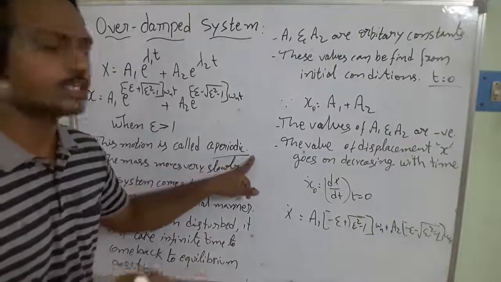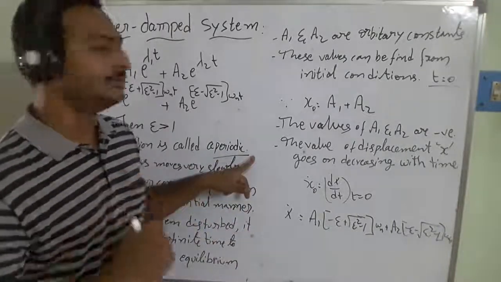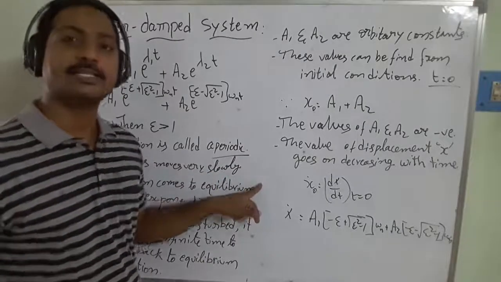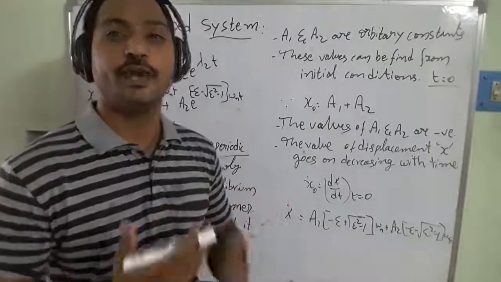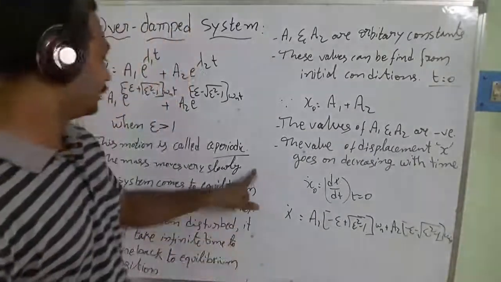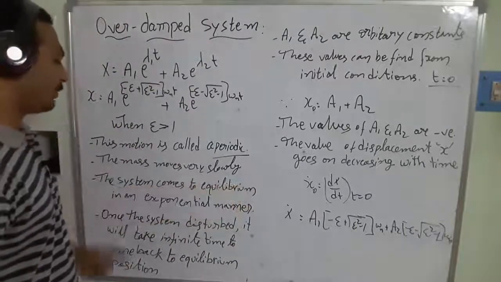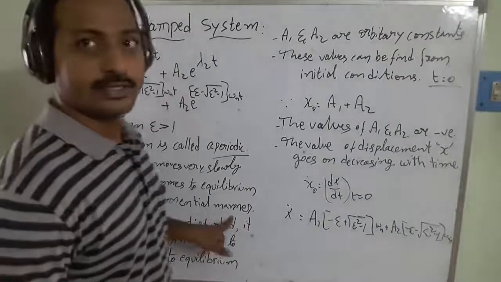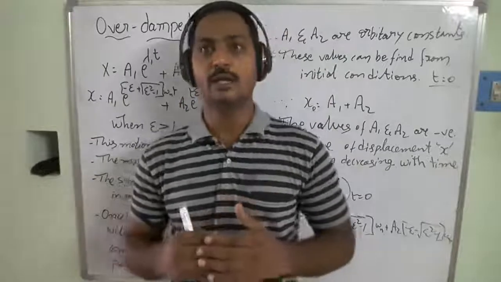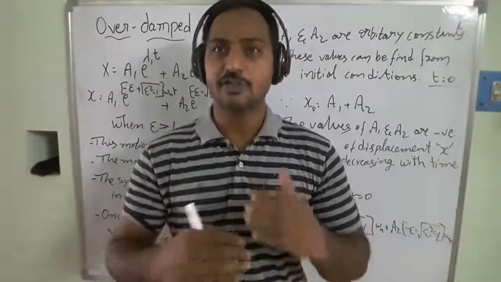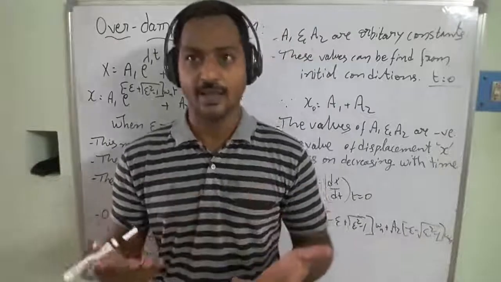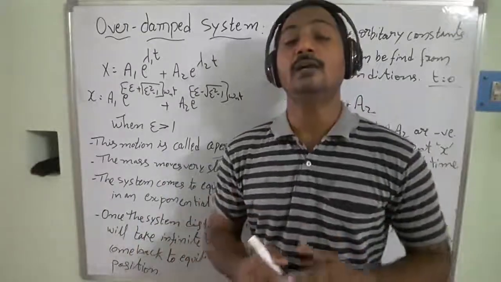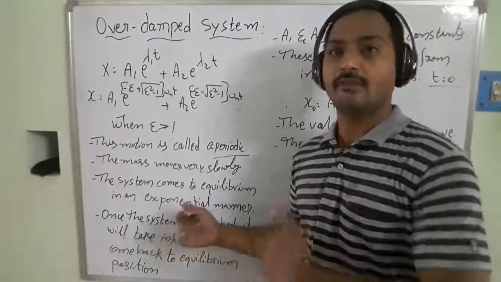Then what is the cause of the aperiodic motion in the vibrating system? That's because the mass moves very slowly, so the cycles do not take the same time. So what will happen? The system comes to equilibrium in an exponential manner. We have already assumed in damped vibrations that the excitation of the system decays in an exponential way. Similarly, the system comes back to its equilibrium position in an exponential manner.